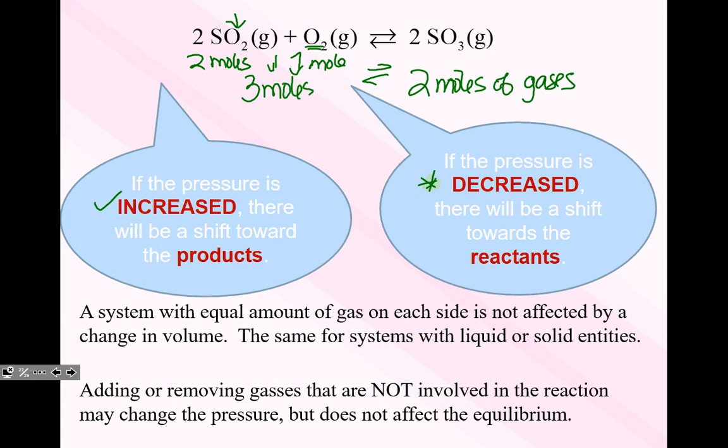A system with equal amounts of gases on each side is not affected by change in volume. The same for systems with liquids or solid entities. They're not affected by pressure changes or volume changes. Adding or removing gases that are not involved in the system may change the pressure, but does not affect equilibrium.